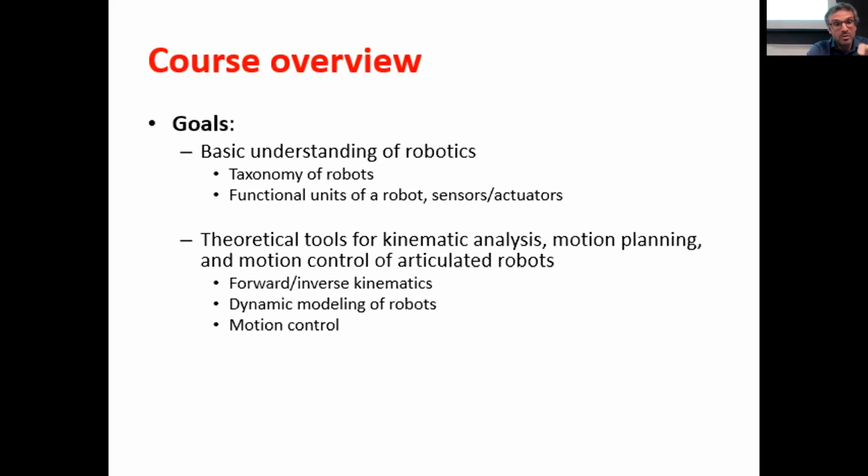Then, the second goal is to get some theoretical tools to analyze the kinematics of a robot and its dynamics, and to plan the motion. So the concepts of forward kinematics and inverse kinematics allow you to compute the position of a point of the robot given the position of its joints. I will discuss today what a joint is and what all these words that I'm saying are. If you don't know, don't worry.